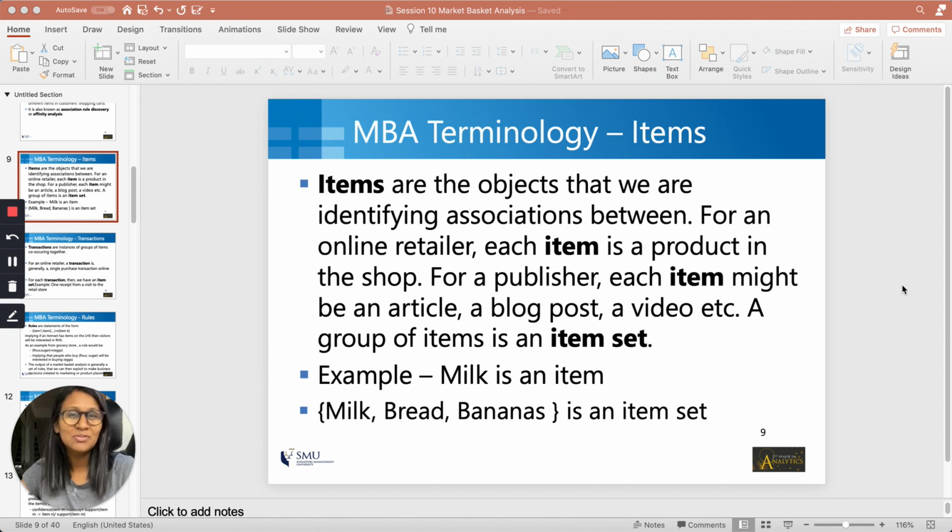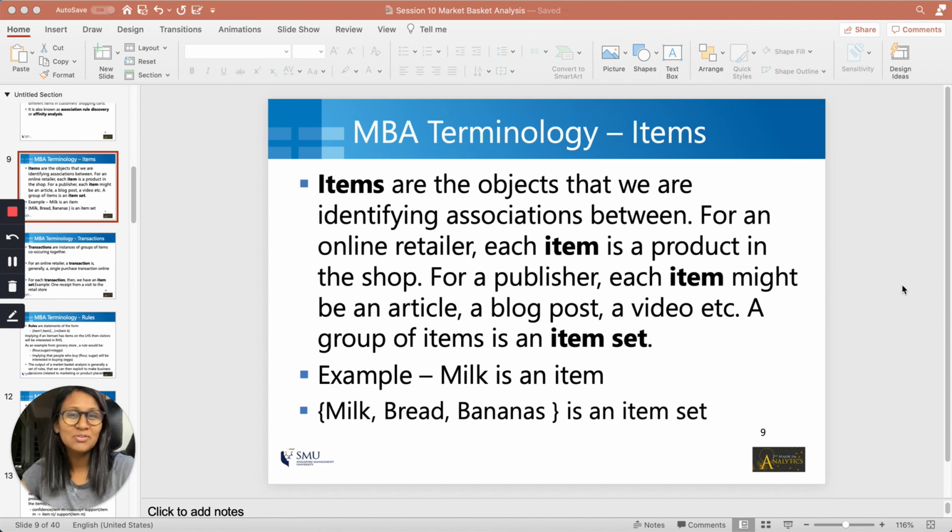The first one is what is known as the items or the objects. For any market basket analysis, we basically need purchase data. And for any kind of purchase, we need to first identify what the items are that are being sold. And these items are critical when you are doing your association analysis. For example, for a grocery store, items could mean milk and bread and butter.